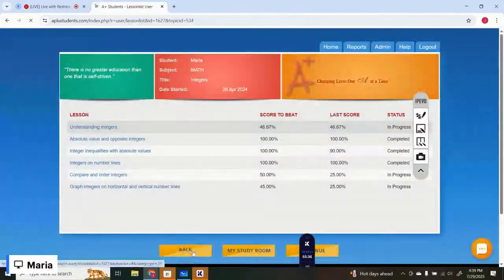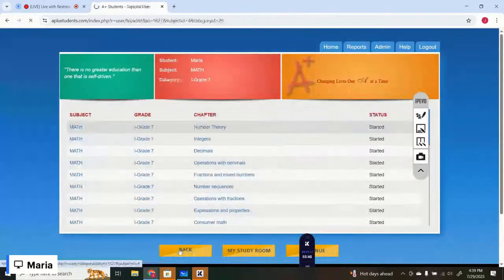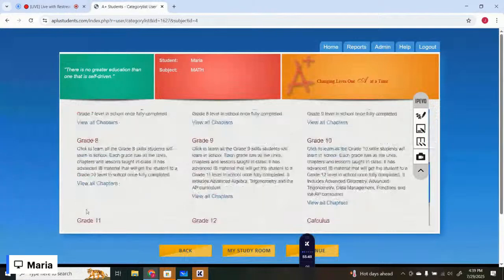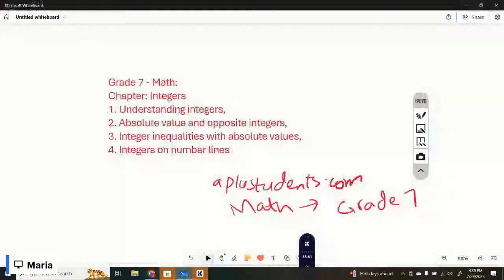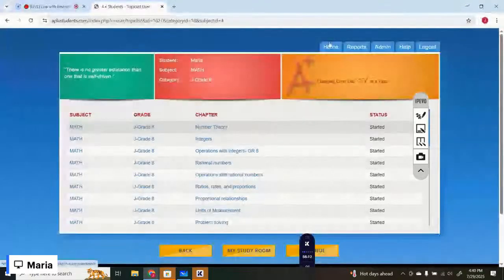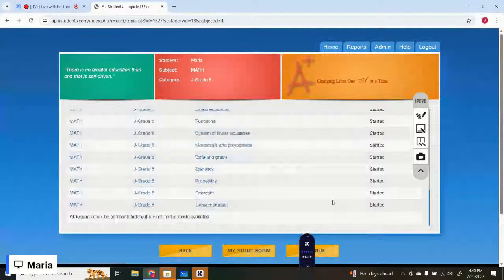So we were working on grade 7 math. The lessons we have covered today are understanding integers, absolute value and opposite integers, inequalities with absolute values, and integers on number lines. So please make sure before the next session you complete all the practice questions for the lessons.